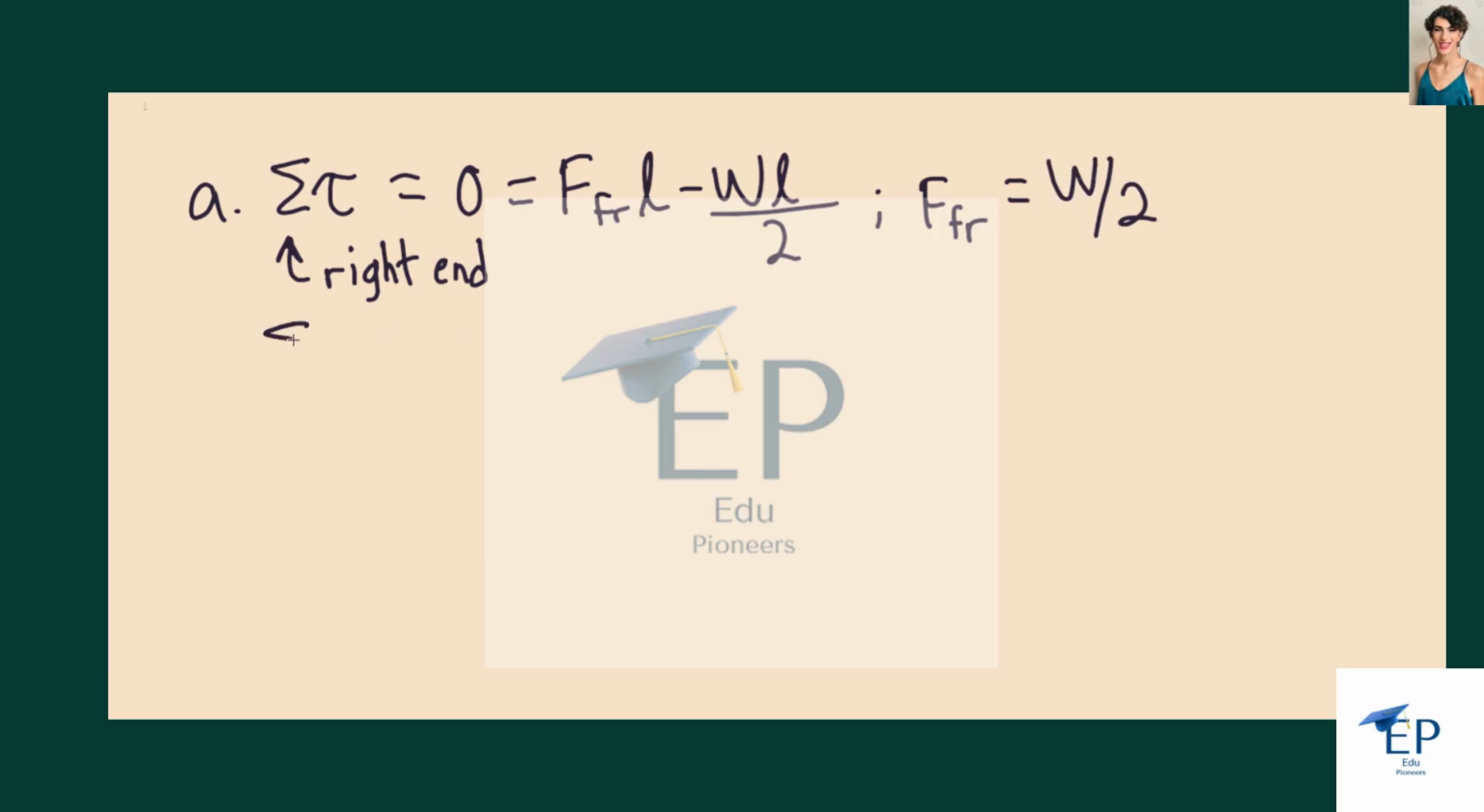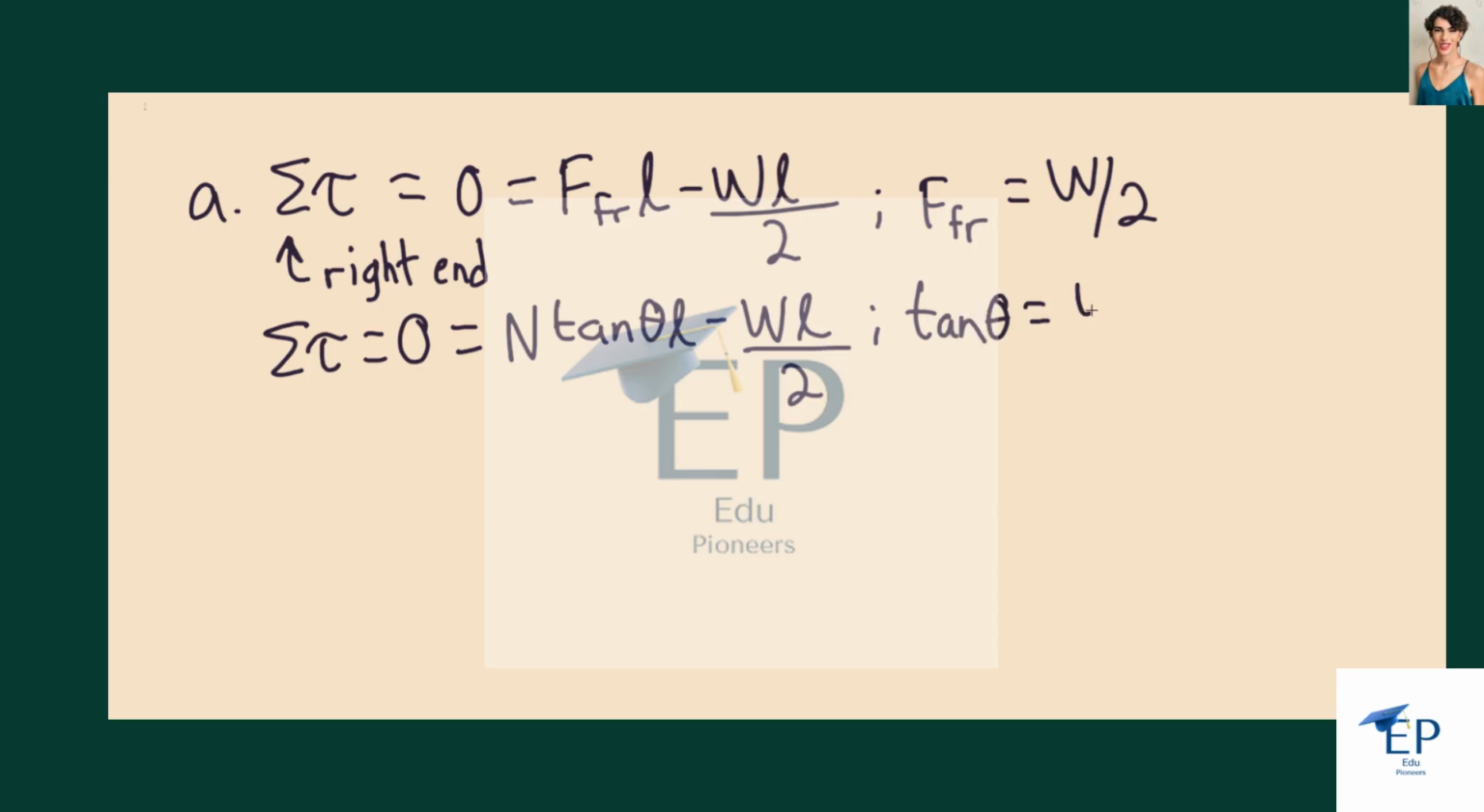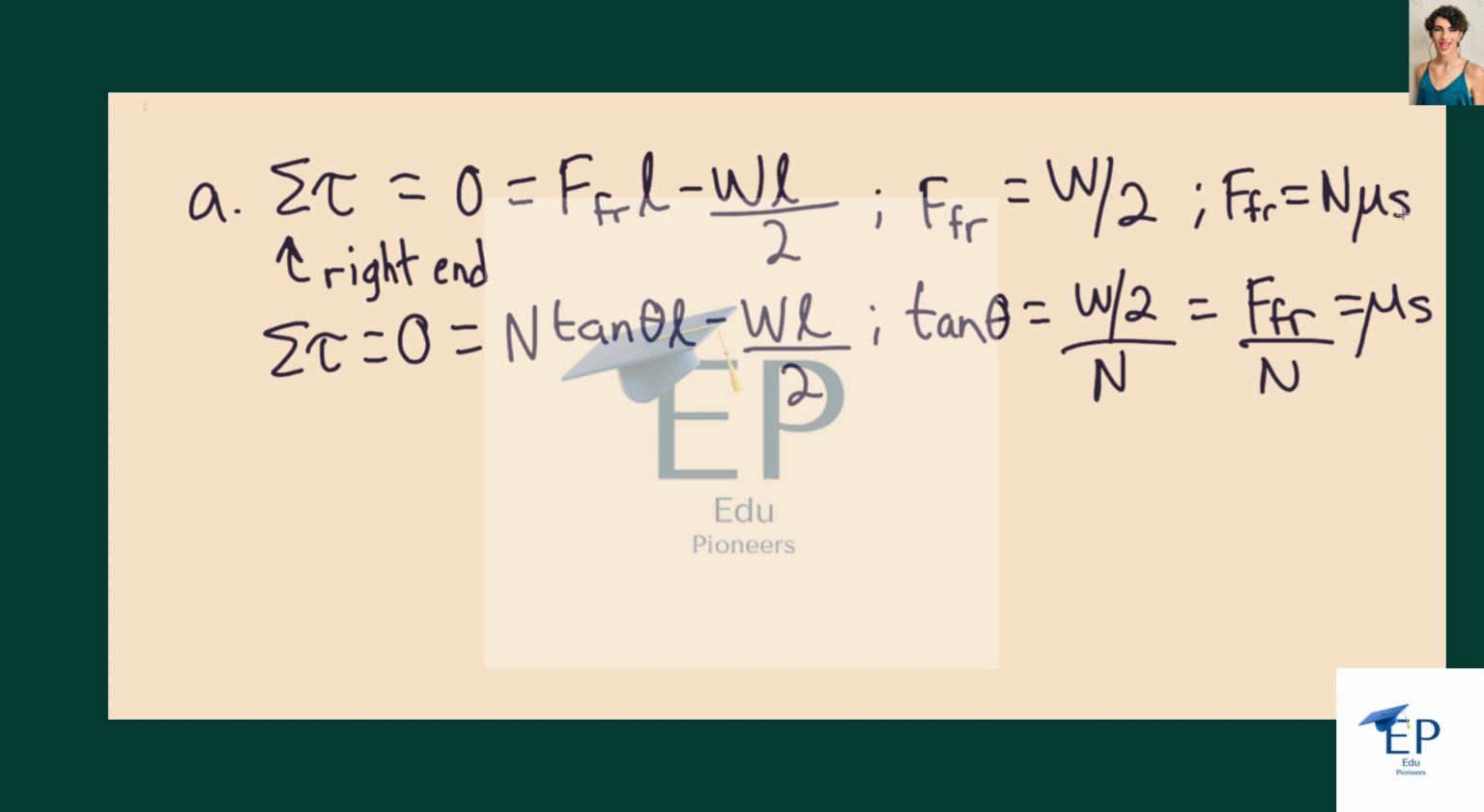At this point, we can take the sum of the torques at the point where the cord is attached. So this would be equal to the normal force times tangent theta L minus the weight times L over 2. And we know that tangent of theta will be equal to the weight over 2 divided by N. So this would be equal to the force of friction divided by N, which would again be equal to the coefficient of static friction, given that the force of friction is going to be equal to the normal force times the coefficient of static friction.